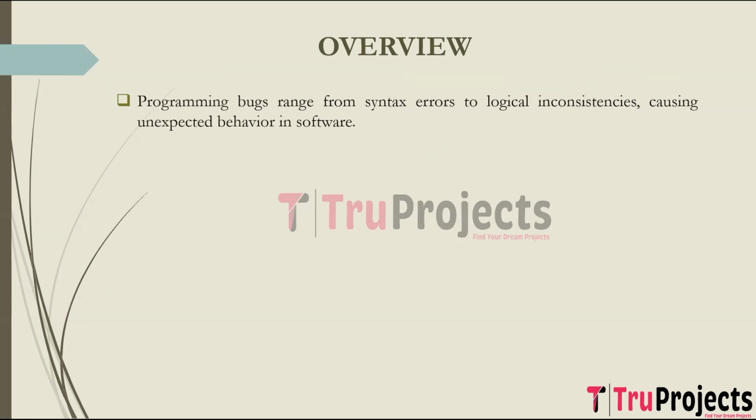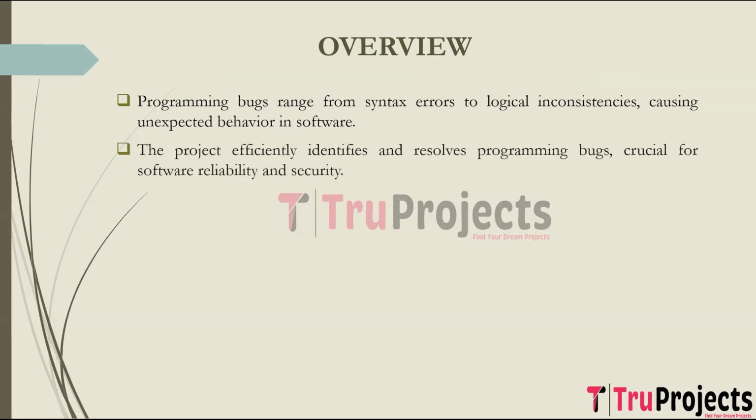Programming bugs are the errors or the flaws in software code that cause it to behave unexpectedly or produce incorrect results. These bugs can range from simple syntax errors such as missing semicolons or parentheses to more complex logical errors such as incorrect algorithmic implementation or unintended side effects. Identifying and fixing programming bugs is essential for ensuring the functionality, reliability, and security of software applications.